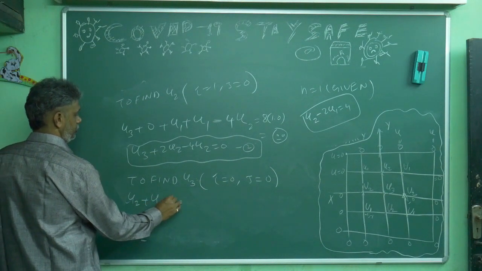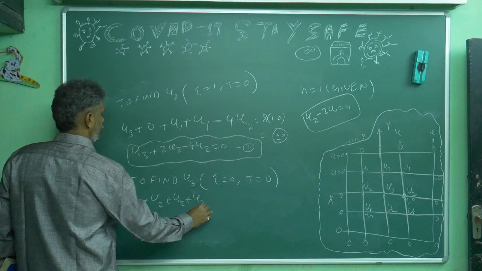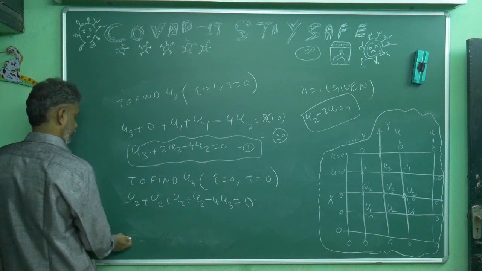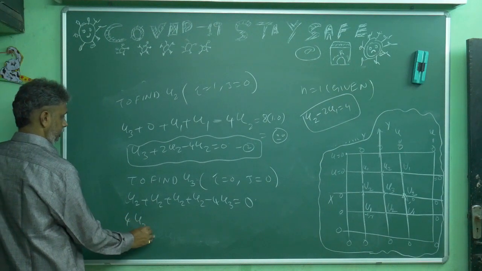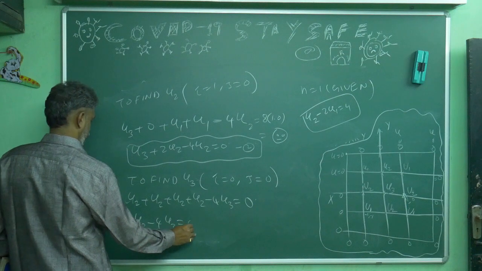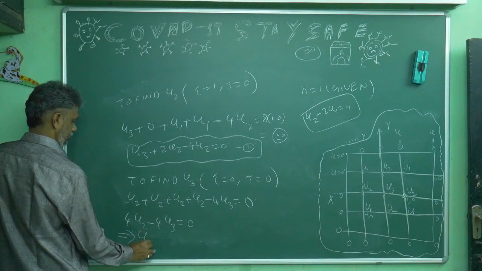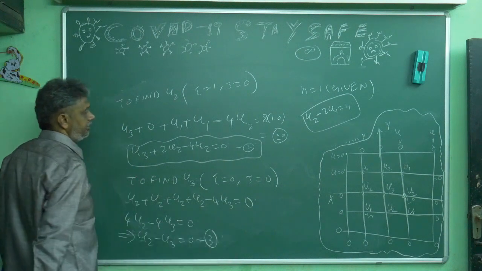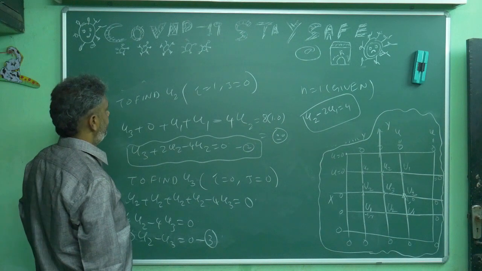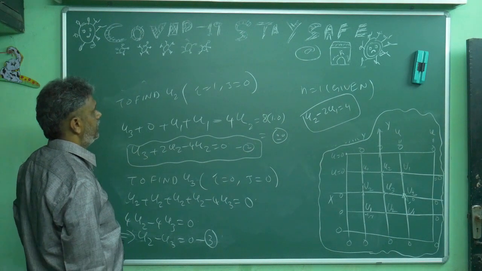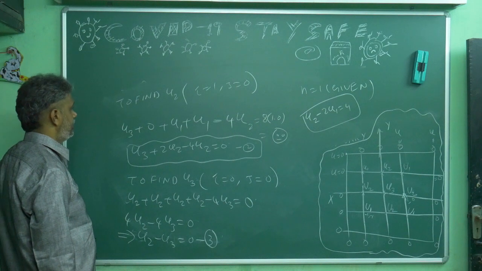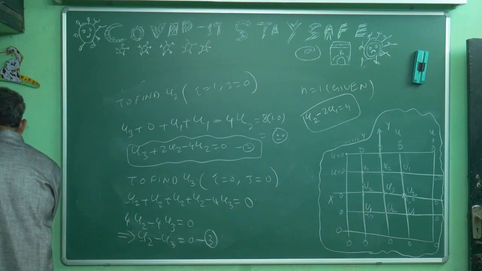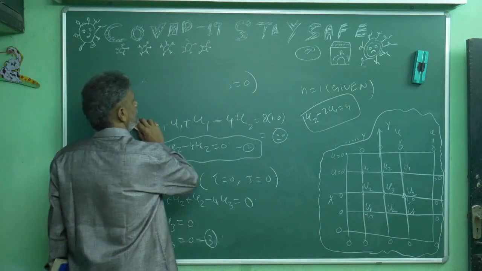u2 plus u2 plus u2 plus u2 minus 4u3 is equal to 0, because i and j are 0. So this is equal to what? 4u2 minus 4u3 is equal to 0. This implies u2 minus u3 is equal to 0. I need 3 unknowns, u1, u2, u3. For finding 3 unknowns, 3 equations are enough. First equation is available, second equation is available, third equation. Using 3 equations, solve, we will get u1, u2, u3.